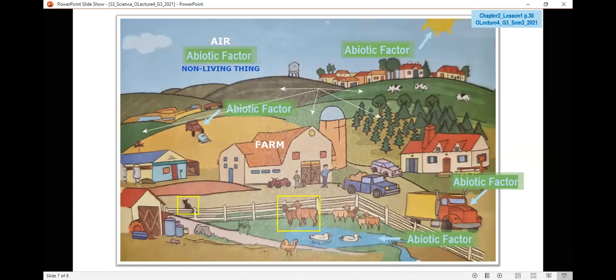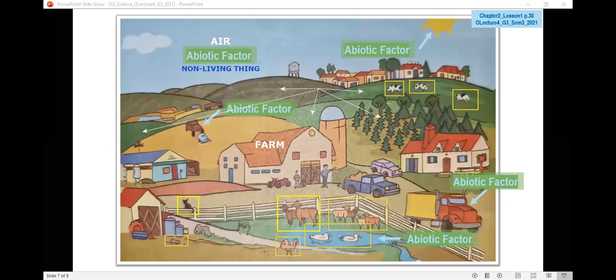Trees. The cow. The goats. The bird. The cow. The cars and the sun are non-living things, but now we're talking about biotic factors. We are talking about living things.